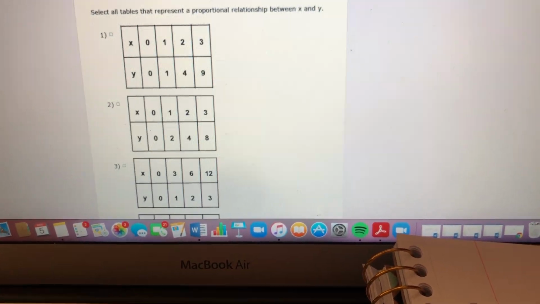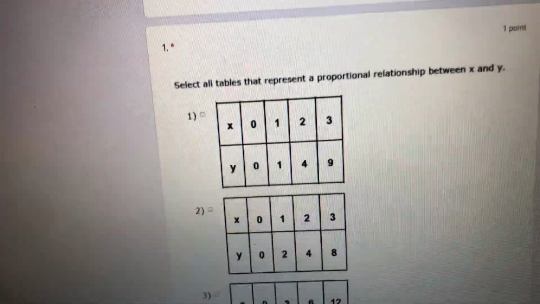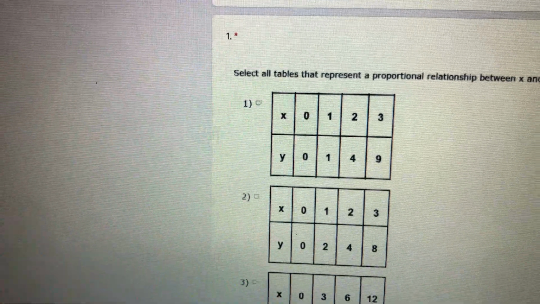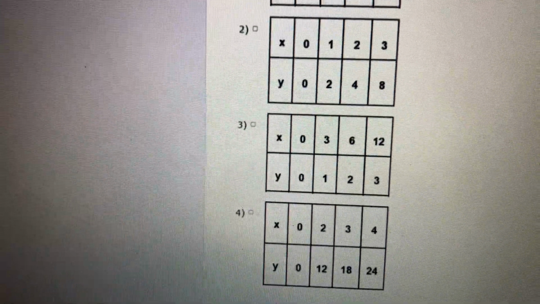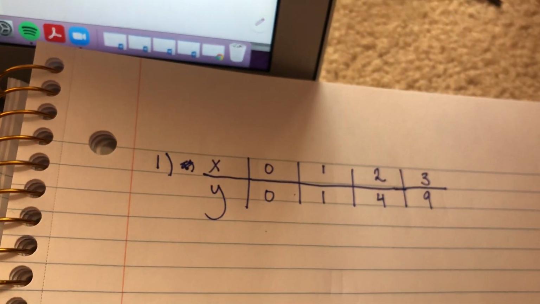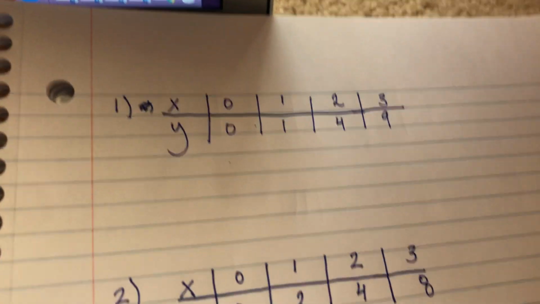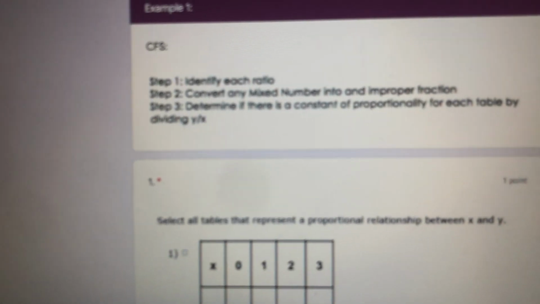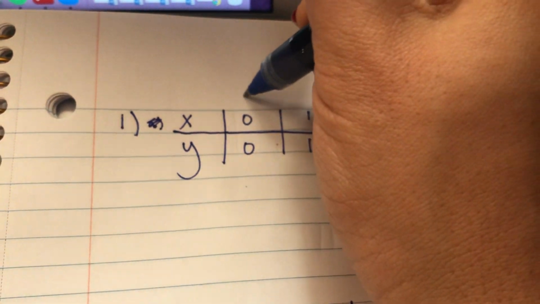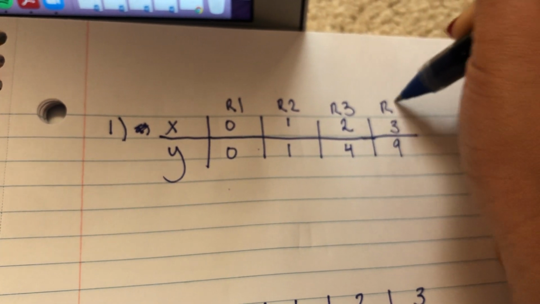Okay, so here it says select all tables that represent a proportional relationship between X and Y. Anytime it says select all tables, that means that there could be more than one answer, okay? It's not just one. Usually it means there's more than one. So I'm going to start off with the first one. What we have again is X on the top, Y on the bottom. And the first thing that my step tells me for step 1 is to identify each ratio. So I'm going to go ahead and do that. So this is ratio 1, ratio 2, ratio 3, ratio 4.